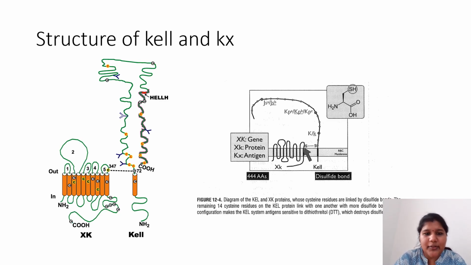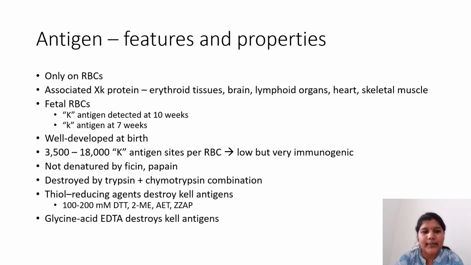As we can see here, this is a structure of Kell and KX. The Kell protein has more than 700 amino acids, but only one span, because most of them form a big cloud outside the cell with multiple disulfide bridges, but there is only one single disulfide bond that connects the XK protein with the Kell. The XK protein has 400 amino acids, which is less than Kell, but spans the membrane 10 times. In the XK protein, both the C terminal and N terminal are intracellular, while in the Kell protein, the N terminal is intracellular and the C terminal is extracellular.